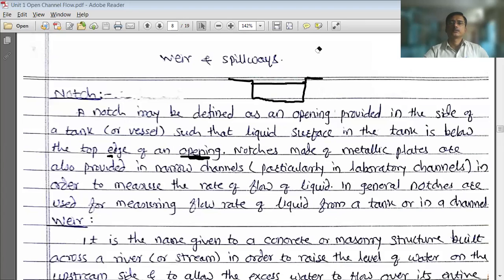Are you getting my point? In case of orifice, that opening is closed.